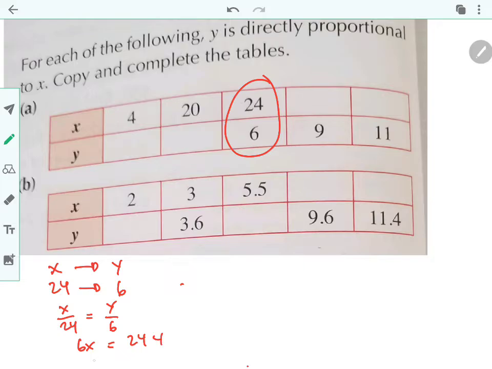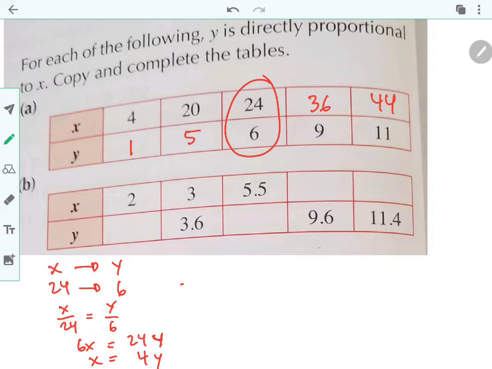So you can say x equals 24 divided by 6, that is 4y. Okay, so because we know x equals 4y, then we can know when y is 9, 9 times 4 is 36. When y is 11, 11 times 4 is 44. Okay, and for this one, 20 divided by 4, this must be 5. 4 divided by 4, it must be 1.